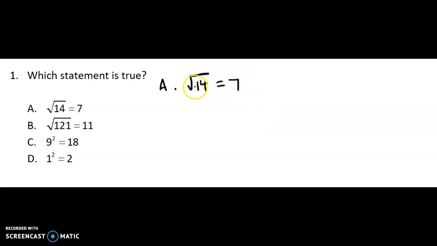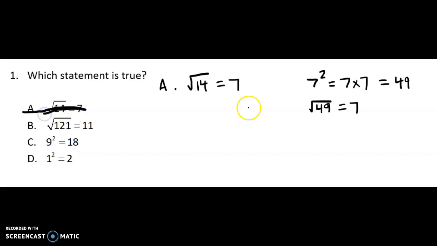While we may not be able to exactly get the answer of square root of 14 if we're unsure, we can always square 7. So 7 squared would mean 7 times 7. And that answer is 49. So what that means is that the square root of 49 must be equal to 7. So just from that, we can see that 7 can't be the square root of 14. So that's out. Let's look at B.